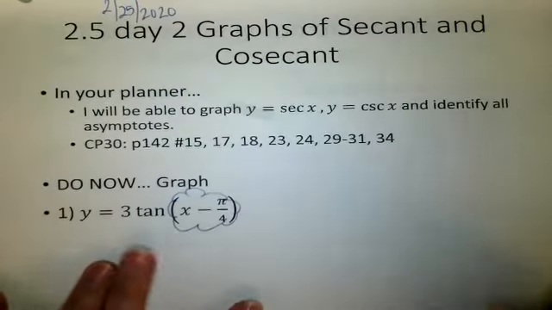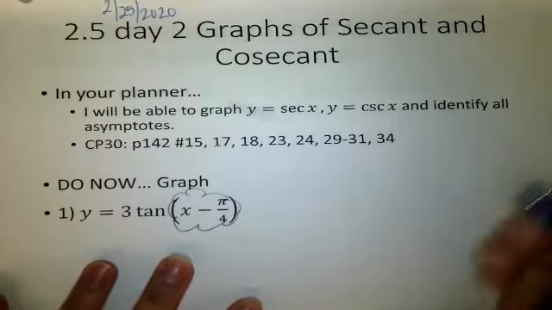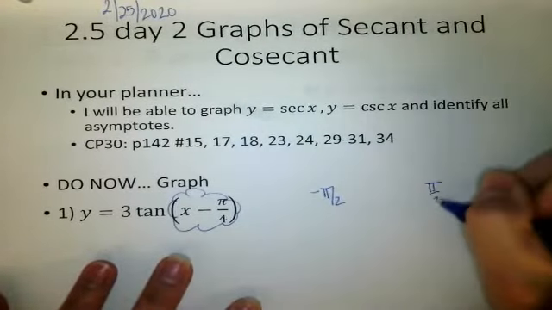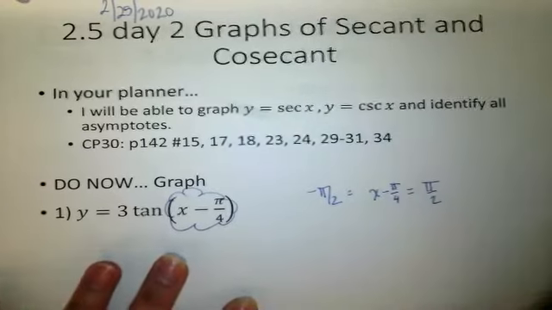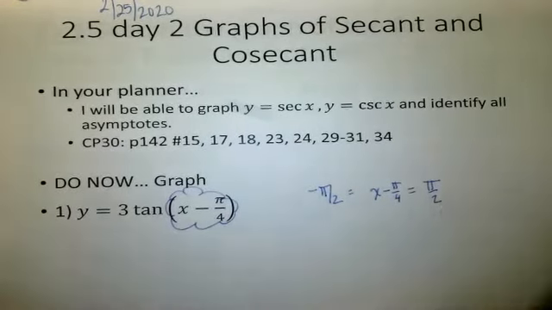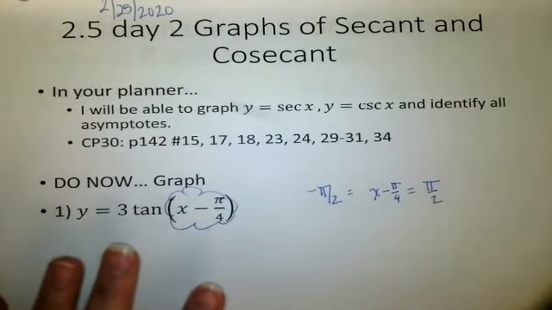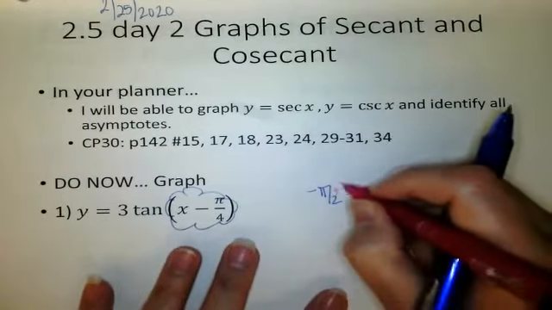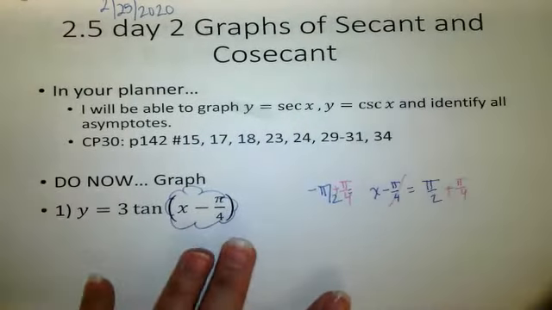Okay, for the graph of tangent, where are the normal starting and ending asymptotes? Negative pi over 2 and pi over 2. Okay. So all of these things that are happening inside with x are going to change those starting and ending asymptotes. So I need to isolate x. What do I need to do? Add pi over 4. That gets rid of that one.